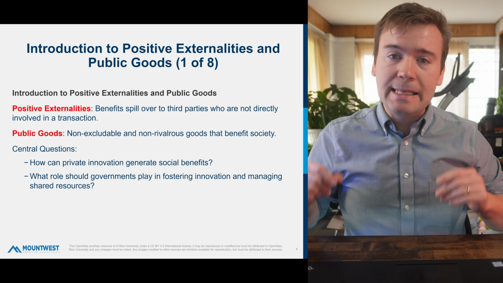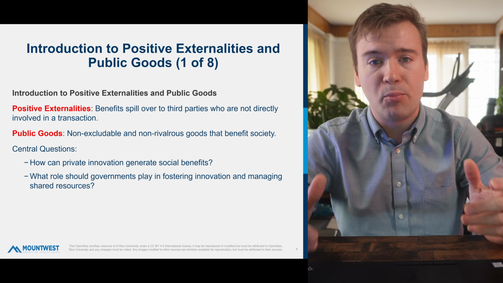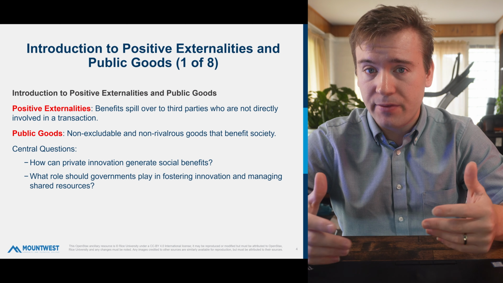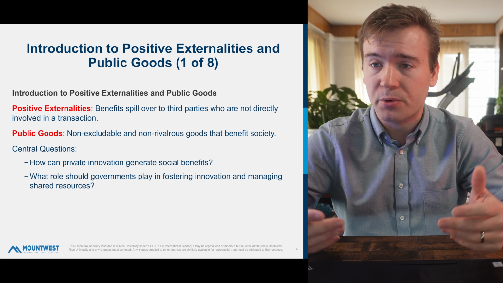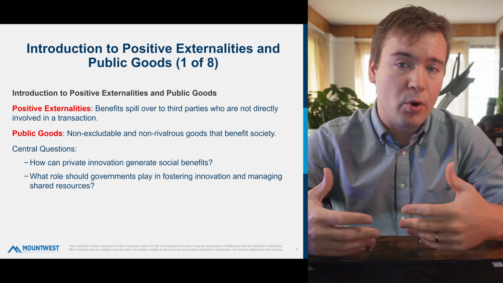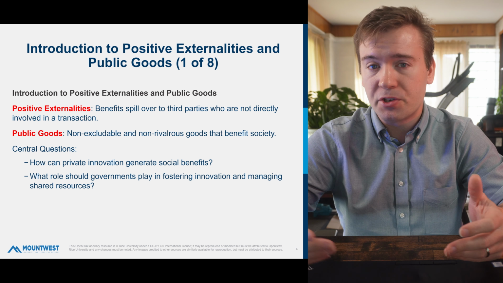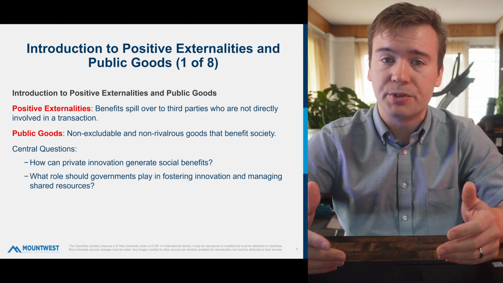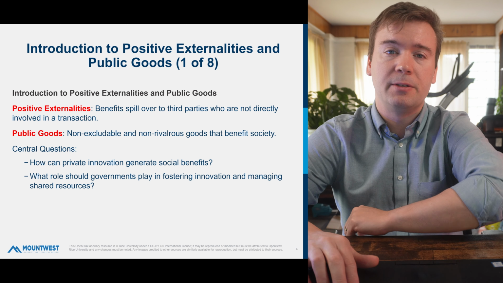And as we delve into these ideas, we're going to be asking some important questions like, how does private innovation generate benefits for society at large? What role should governments play in fostering innovation and managing resources that we all share collectively?